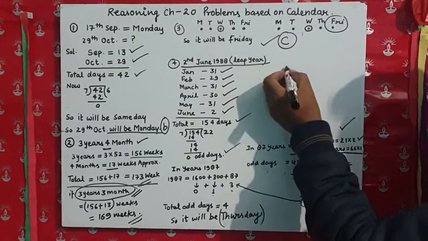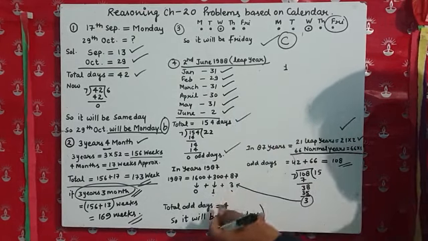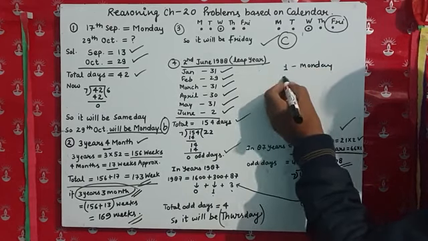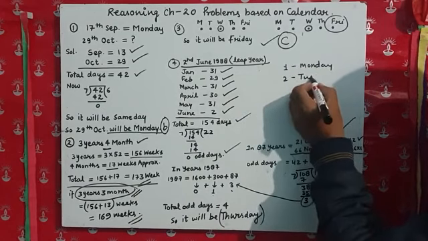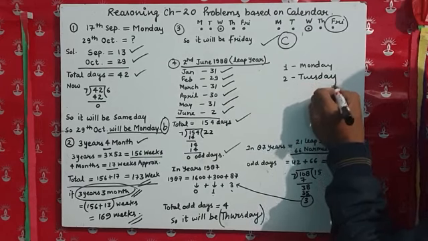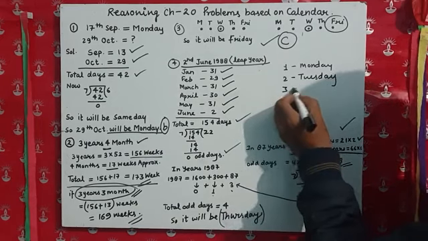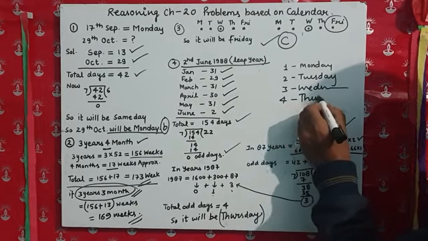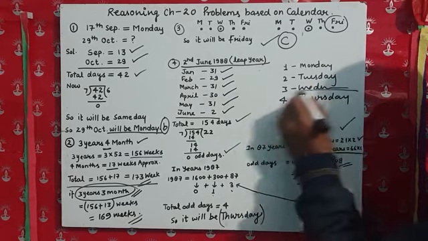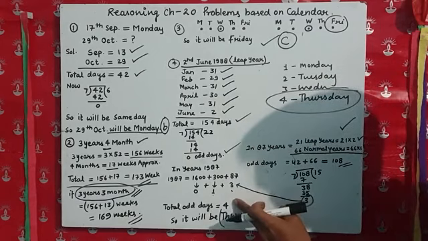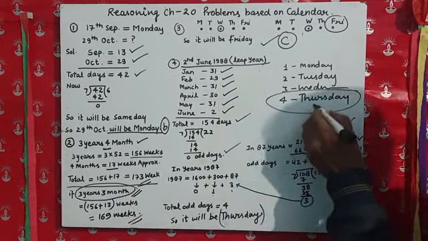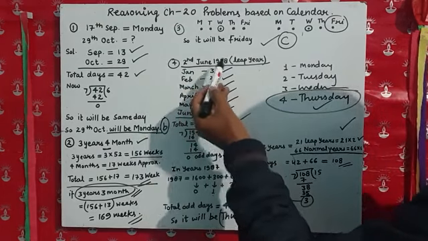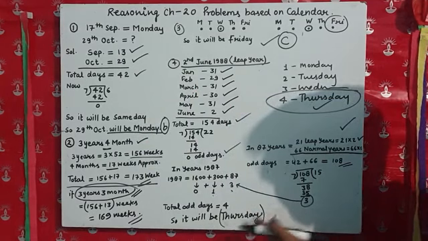Now always remember, if the final number of odd days is 1, then it is Monday. If we get 2, then it becomes Tuesday. If we get 3, then it becomes Wednesday. If we get 4, then it becomes Thursday. So our final answer is 4 odd days, which means the 4th day of the week. So on 2nd June 1988, it will be Thursday.